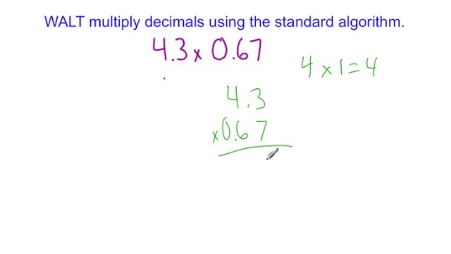7 times 3, 21. Carry the 2. 7 times 4, 28. 29, 30. Put a 0. And then a 3. Now I put my 0 down here, and here we go. 6 times 3, 18. So here's my 8. Carry my 1. 6 times 4, 24, 25.